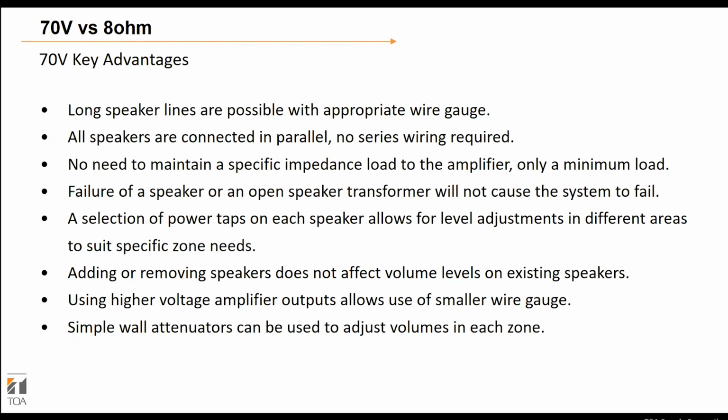So with 70 volt, you're going to get longer speaker lines with the appropriate wire gauge, so you're not worrying as much about the power loss on the cable line over those longer runs. All of your speakers are going to be connected in parallel, so there's no series wiring required, which can be the case sometimes with low impedance, although it's very, very rare. There's no need to maintain a specific impedance load to the amplifier. We only have to worry about having a minimum load on there.